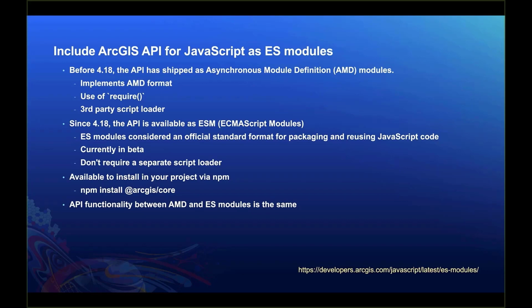So a couple things to note. The ESM version of the JS API is currently in beta, and ESM does not require a separate script loader. You can easily install the JS API as ES modules through npm by running npm install @arcgis/core in your terminal. And another important thing is that the functionality between the AMD modules and ES modules is exactly the same. For more info, visit the link at the bottom of the slide, which provides more information on how to get started.